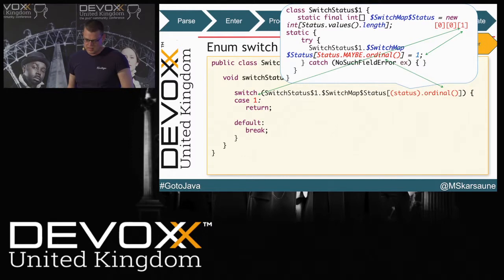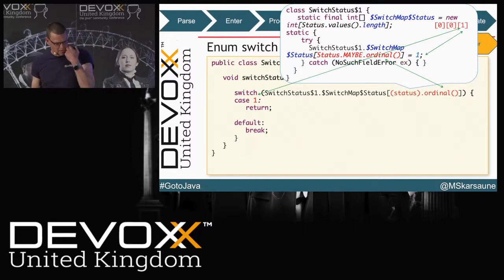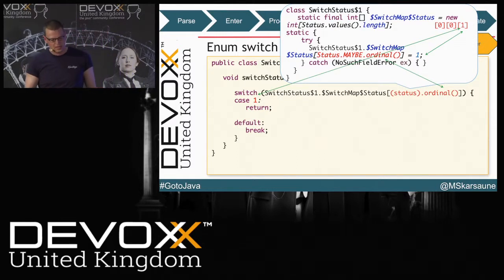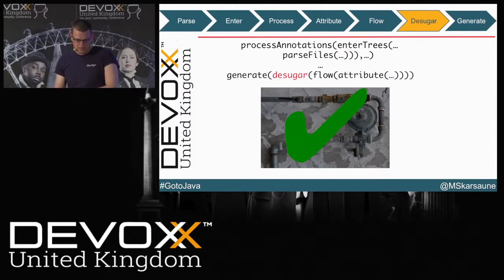in a case. Does anybody have any idea why the compiler goes through all this trouble? Can it just use the ordinal directly? Yeah? So if you change the enum, it doesn't break existing code? Yeah, exactly. Because this static block will run every time. So if you change the enum, you don't need to recompile this piece of code because it will always work. So that's more or less what I had on desugar.